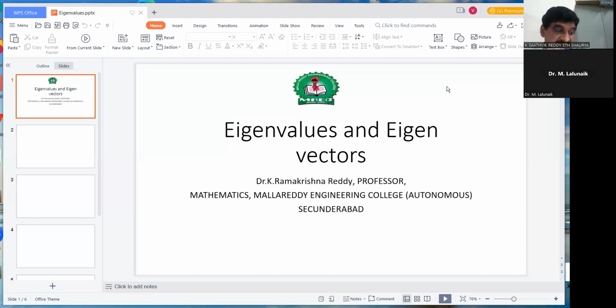Then finally we get the result: B inverse AB minus B inverse lambda B. Then you can take the common factor from the right hand side: B inverse is common, so B inverse (A minus lambda I) B. Then you can apply the determinant on both sides.